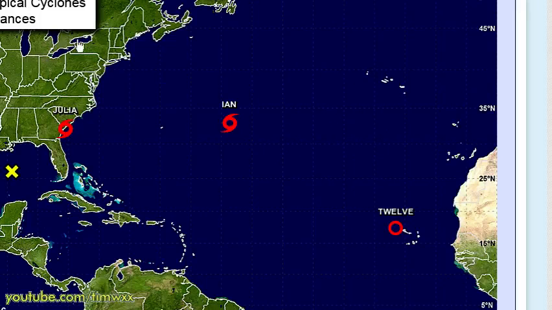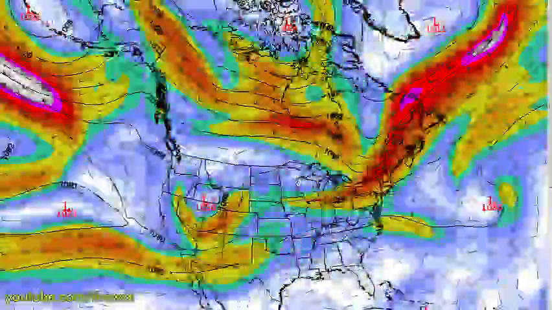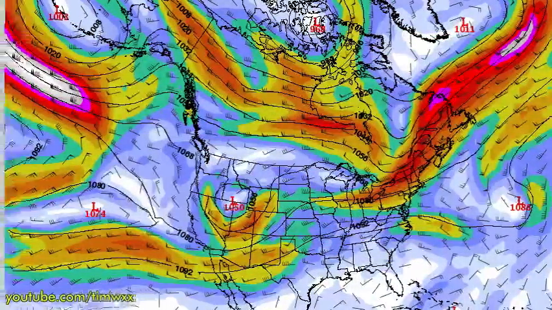But we have a couple storms there. You can see Julia inland right there, tropical storm. Ian is continuing to move north, and this is a new system south of New Orleans that may come together in the next couple of days. And just putting that together, got kind of a split flow pattern across the U.S.